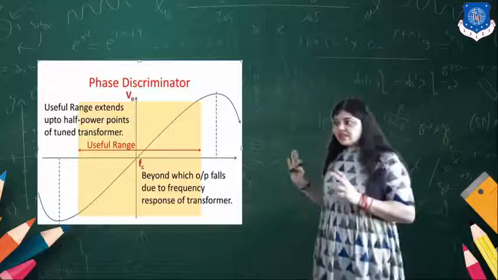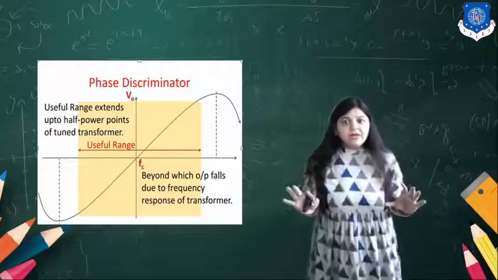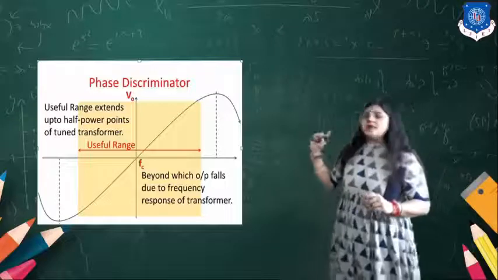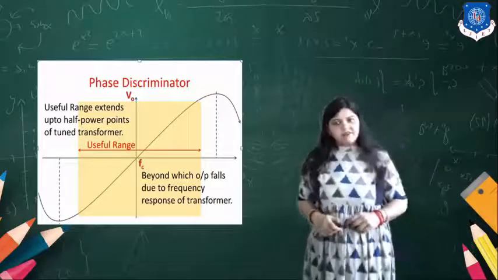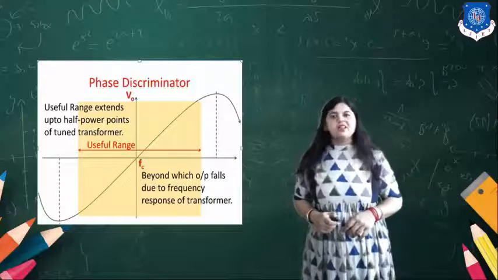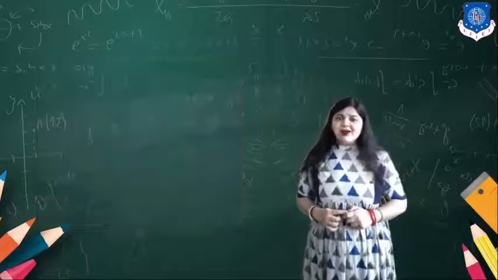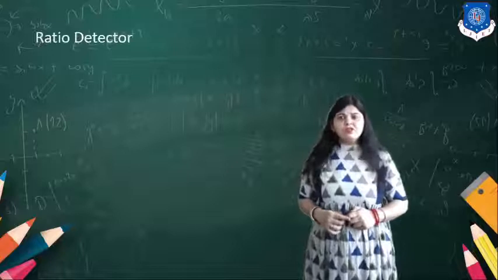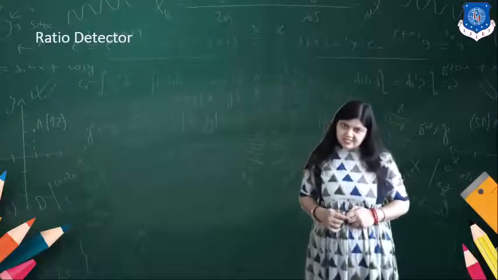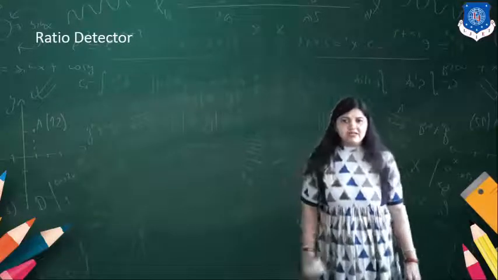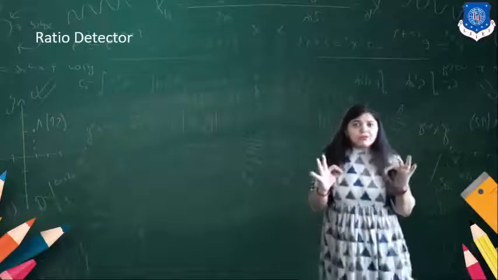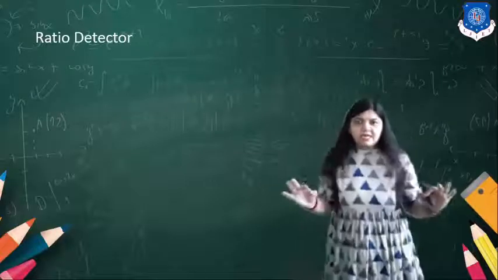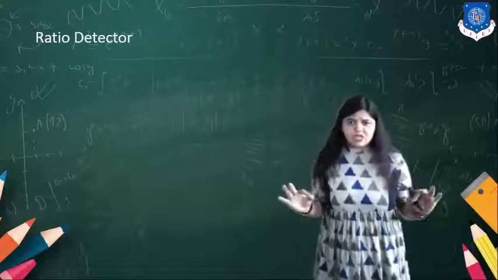By discriminating the phase, we can tell about the change in the phase, and we can recover the original signal. So this is about the Foster Seeley phase discriminator. The other method is almost similar to the Foster Seeley discriminator. There is not much change.